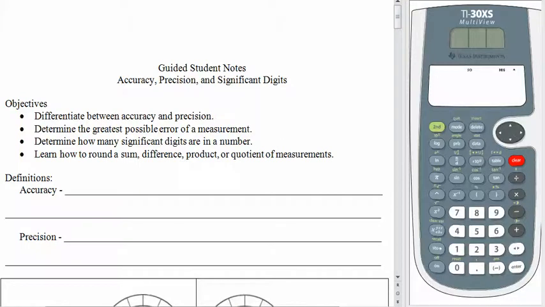Hello. In this lesson, we're going to talk about accuracy as compared to precision, and then we'll learn a little bit about calculations involving measured quantities, where we need to pay attention to the number of significant digits that are involved.